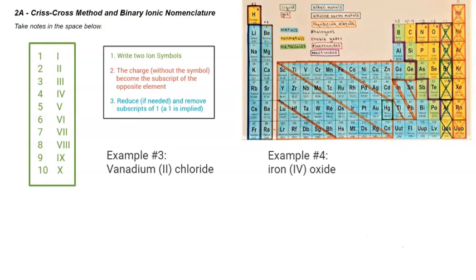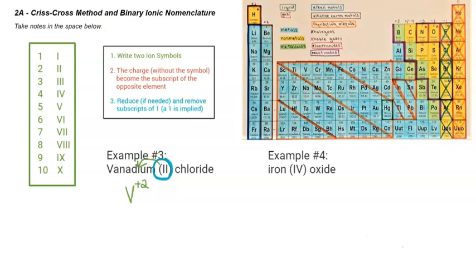So our first example is vanadium chloride, but we don't know the charge of vanadium from looking at the periodic table because vanadium's in the transition metal section. Remember, the transition metals are these elements in the D block of the periodic table. Since we don't know that charge from looking at the periodic table, it's conveniently given to us in the chemical name. This Roman numeral II is Roman numeral 2, and that's telling us that vanadium, our ion symbol for vanadium, has a charge of positive 2. So this 2 is telling us the charge of the vanadium.